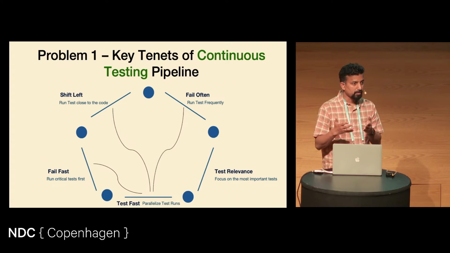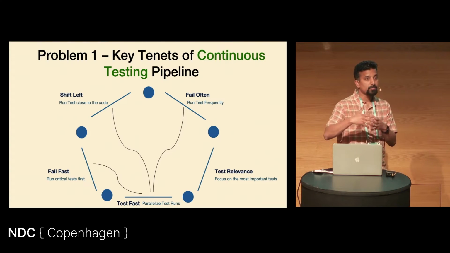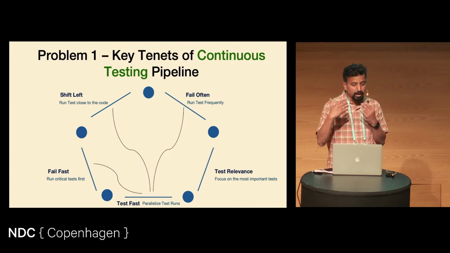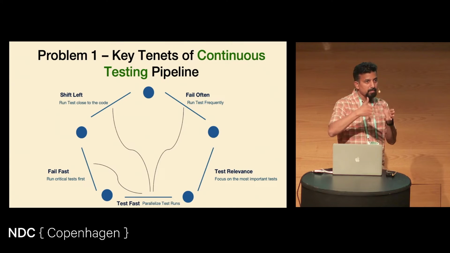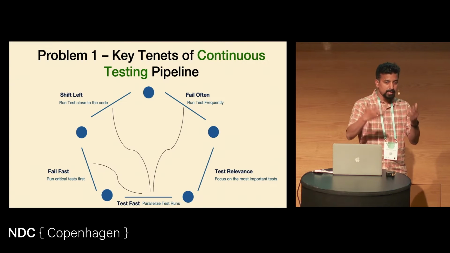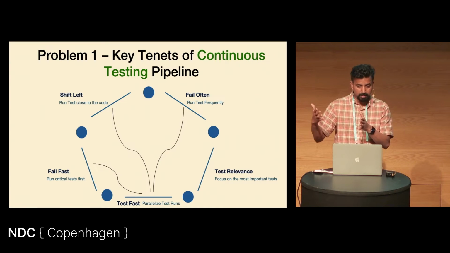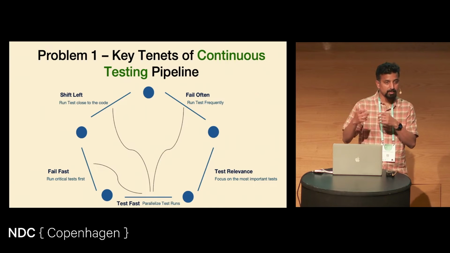Failing often is one of the principles, which means run your test frequently. By the way, Selenium is for UI automation, to run your test on browsers, right? So failing often means run your test frequently. If I run my test frequently, I'm going to get a faster feedback cycle as I change my code. If you can test more frequently, you get faster feedback, so you can take corrective action.